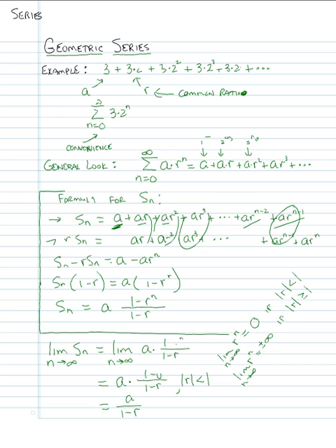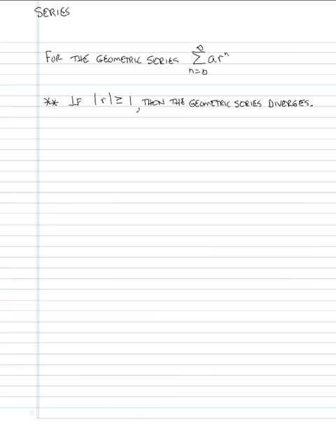So that actually is the formula for what the summation is. So let's look at this. Let's go to the next page and put this together. So in general, for a geometric series that we see here, the sum from n equals 0 to infinity of A times R to the n power, if the absolute value of R is greater than or equal to 1, then the geometric series diverges, which means it doesn't have a finite sum.